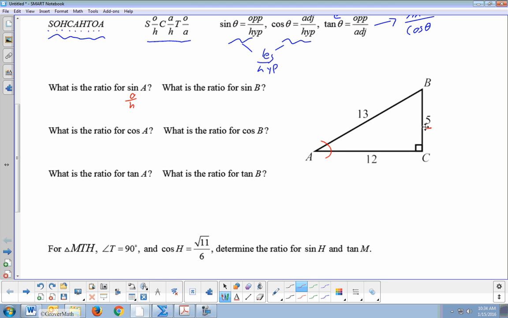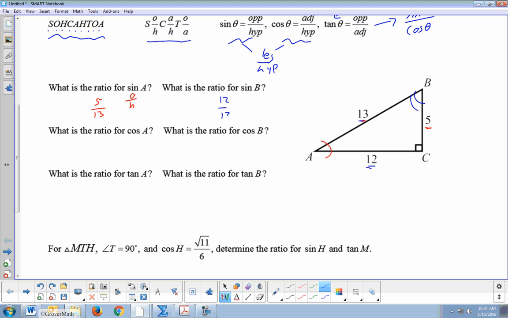Opposite that is 5. Hypotenuse is 13. So the answer here is 5 over 13. It's a weird looking 5. 5 over 13. It's not much better. How about for sine B? Well, from angle B's perspective, what's opposite B is 12, and the hypotenuse is 13, so that would be 12 over 13.